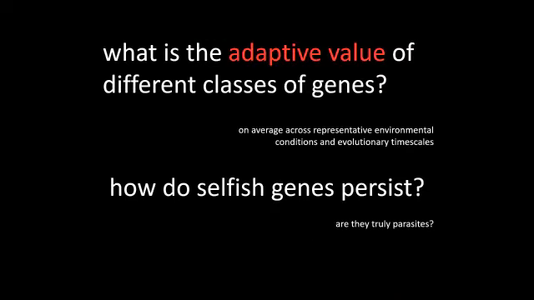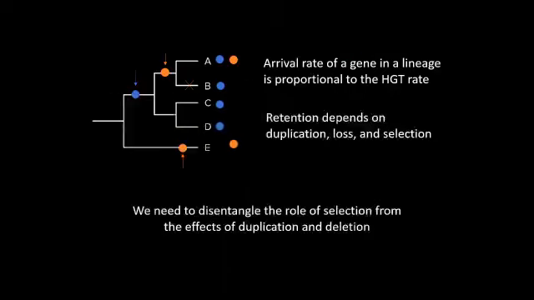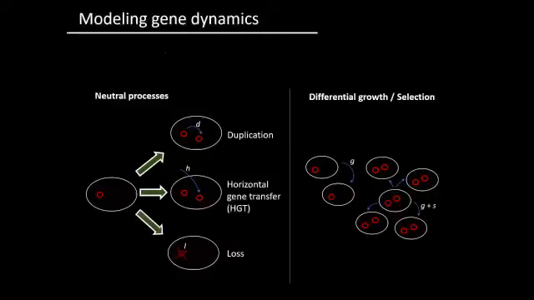And that's basically what we wanted to do with this project: try to quantify the adaptive value of different functional classes of genes at longer evolutionary timescales, and use that to understand how selfish genes persist. It could be that they have some beneficial functions that haven't been described, or that they only manifest very occasionally, or it could be that there are other mechanisms involved in their persistence. To do that, well, let me go one step later.